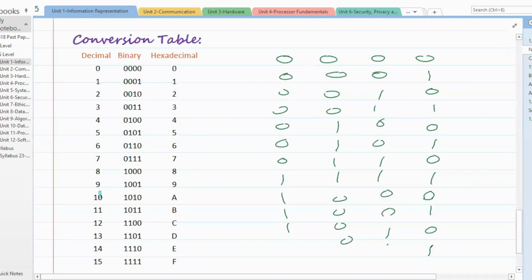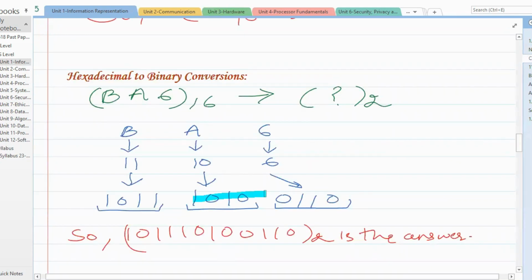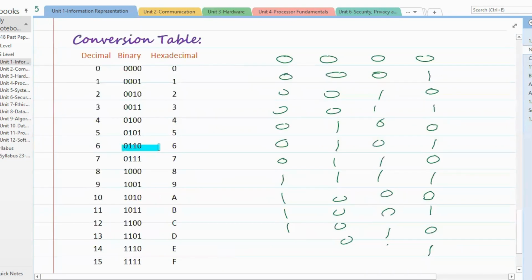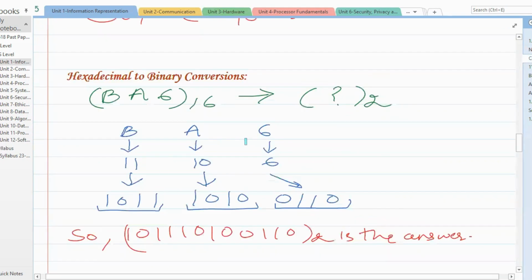Now A is in that table. If I look in that table, A is 1010, right? This is A and this is 1010. So 1010, and 6 is 0110, right? You can look at the table also. So 6 is 0110, and that is what I have written here. For each individual digit, I have written group of 4 bits in binary. And finally, you write them together to make one complete binary number, which becomes your answer.